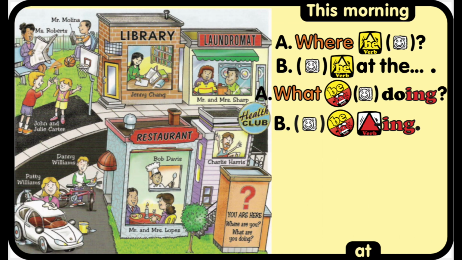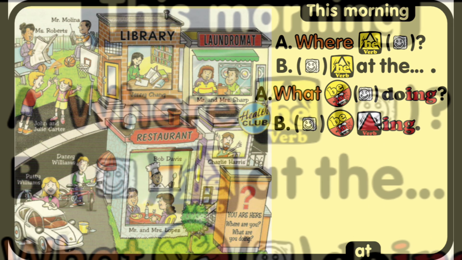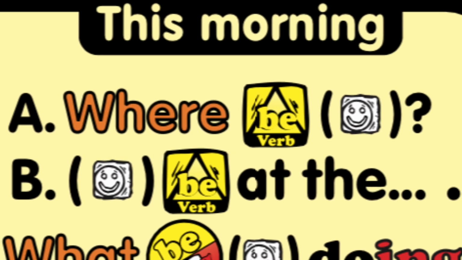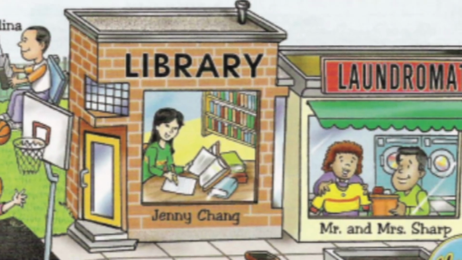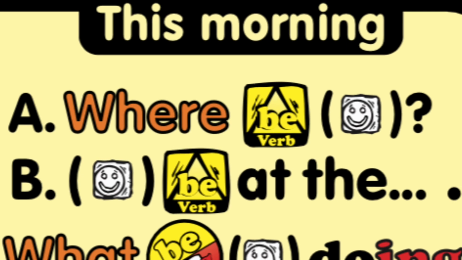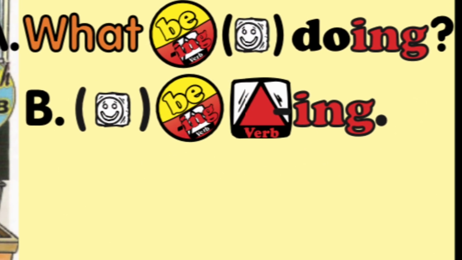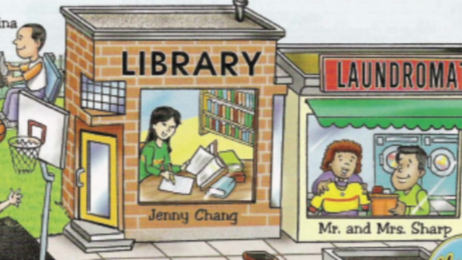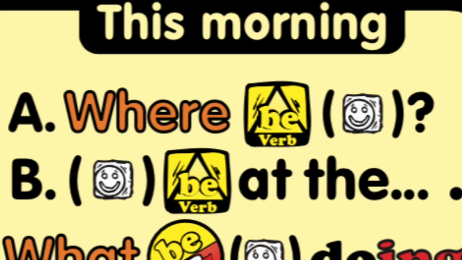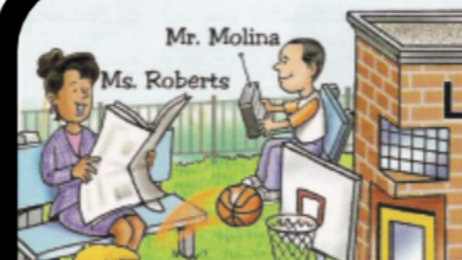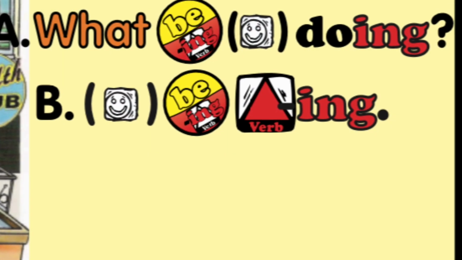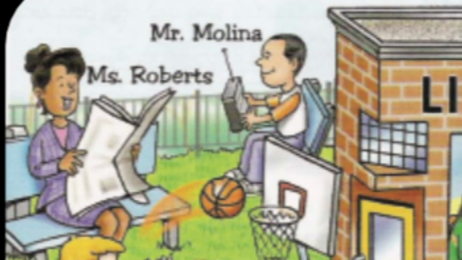Where were these people at 12 o'clock? For example, where was Jenny Chang? She was at the library. What was she doing? She was studying. Where was Mr. Molina? He was at the park. Good. And what was he doing? He was listening to the radio.